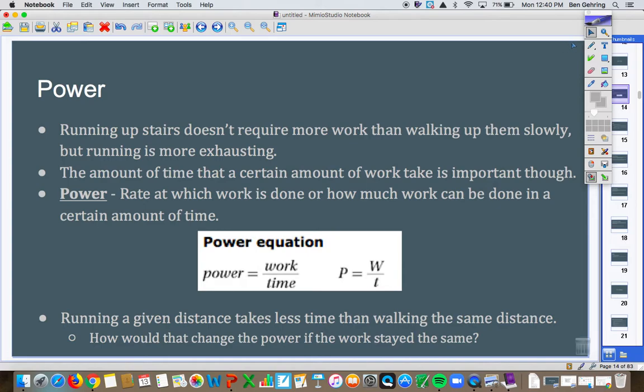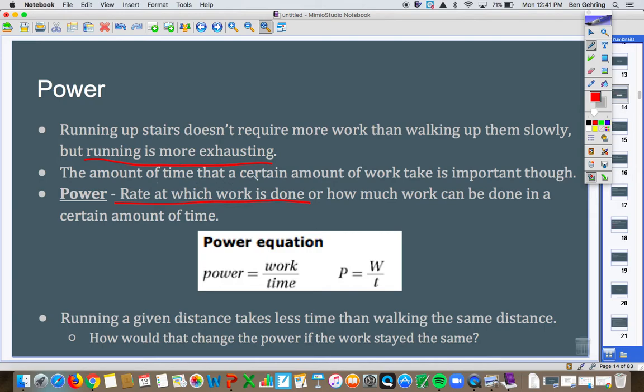So power is a word we use a lot, but power in science is the rate at which work is done. That's going to be our definition. Running up the stairs doesn't require any more work than walking up the stairs. It's the same amount of work, moving the same force over the same distance. But if you run the stairs, you get tired.